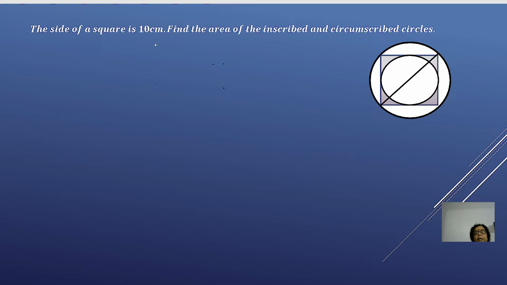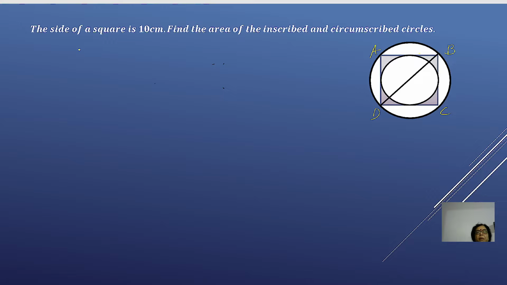Next one is, the side of a square is 10 centimeter. Find the area of the inscribed and circumscribed circles. So this is the square over here, ABCD is the square here, and there is a circle inside the square and a circle outside the square. We need to find the area of both the circles.